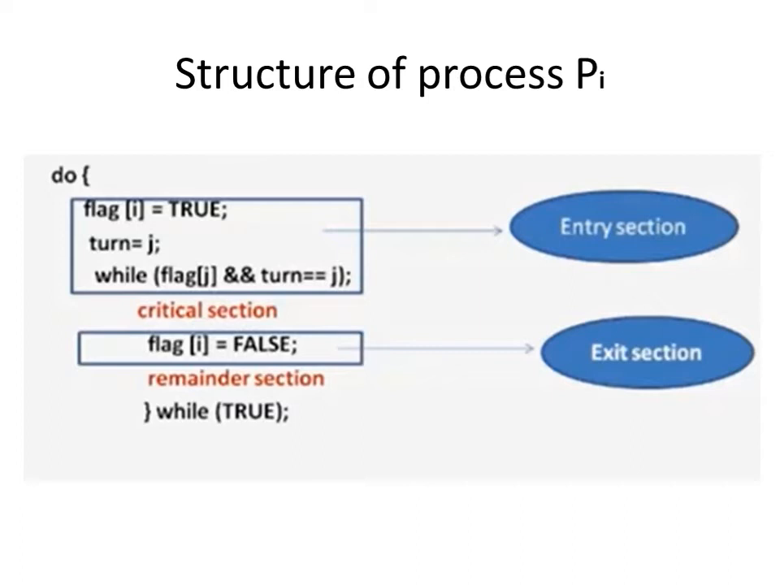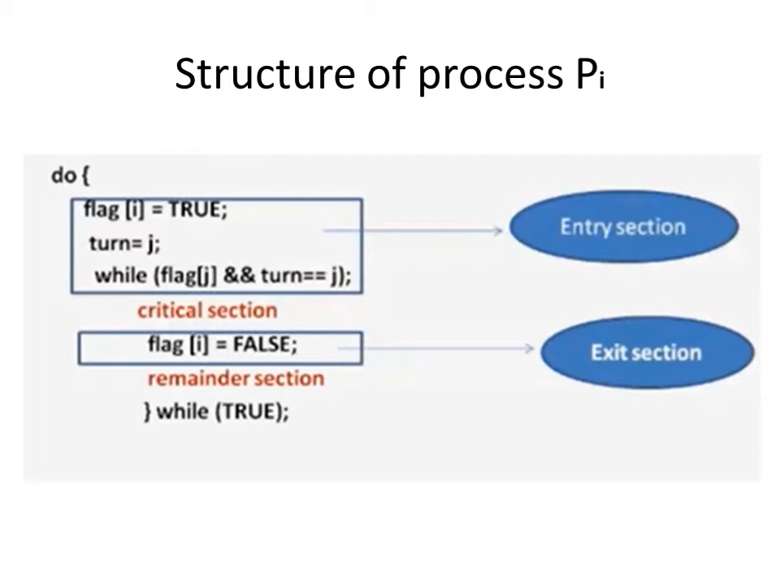Here the logical AND is true only when both are true. If flag of j is true and turn equal to j, then only the while condition is true. Otherwise, if any one condition is false, the total condition is false. Suppose one of these conditions is false, then the while condition is false.